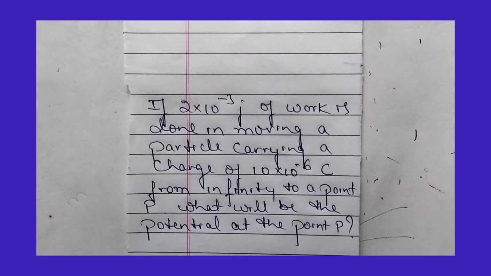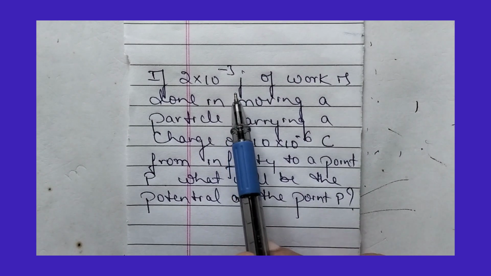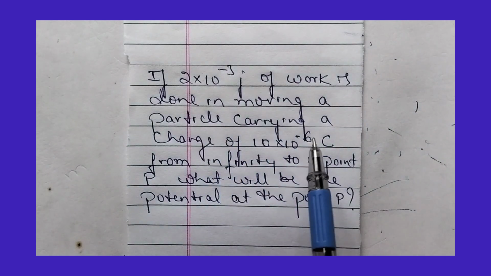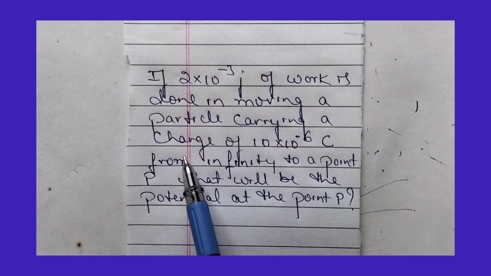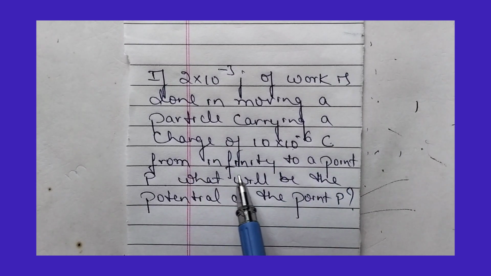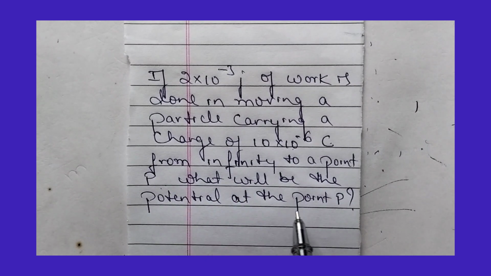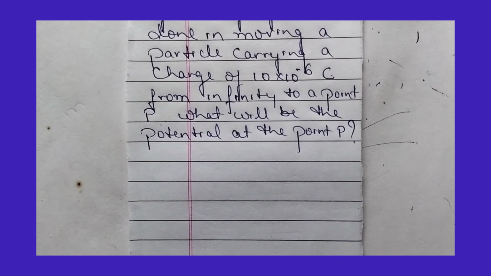If 2 into 10 to the power of minus 3 joules of work is done in moving a particle carrying a charge of 10 into 10 to the power of minus 6 coulomb from infinity to a point P, what will be the potential at the point P? That means we have to find the potential difference, that means we have to find out the voltage. So now let us answer this question.